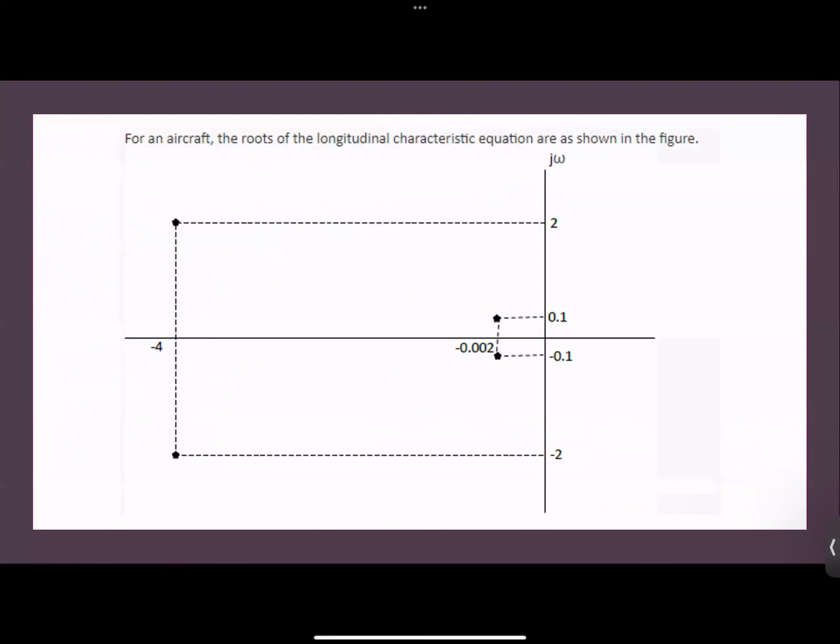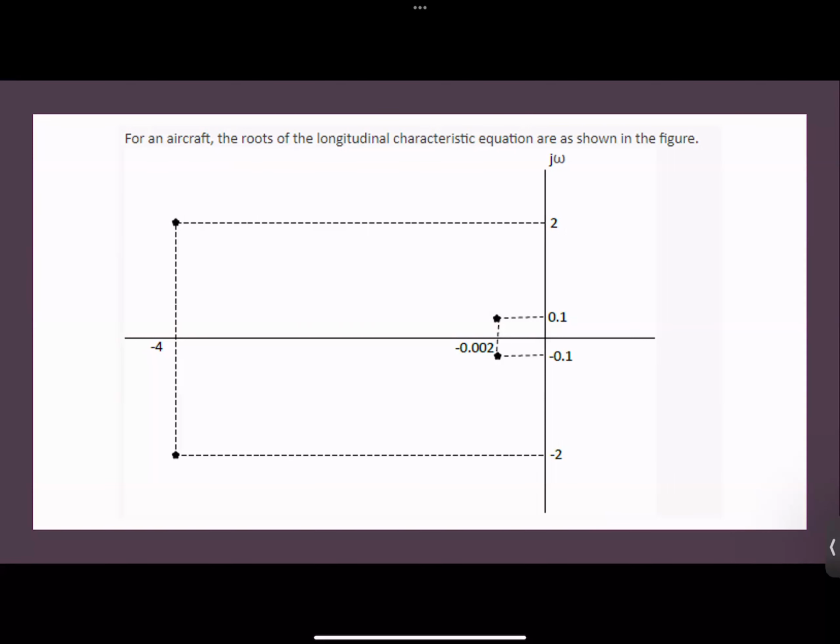Now, let's see a few questions. So look at this question. It says, for an aircraft, the roots of the longitudinal characteristic equation are as shown in the figure. Okay. Now, can someone tell me what is the short period? What are the short period roots and what are the long period roots?